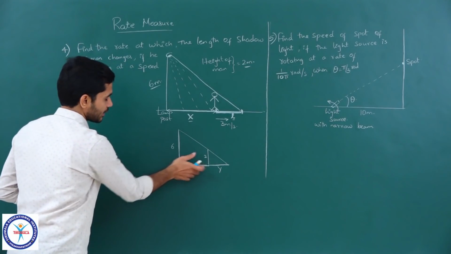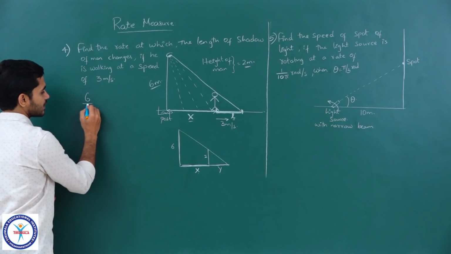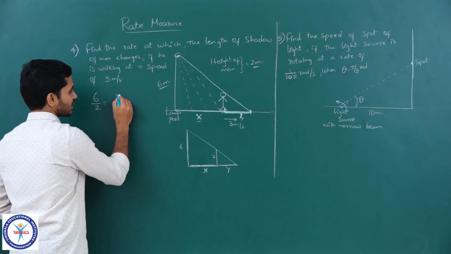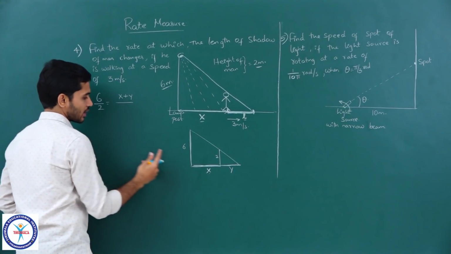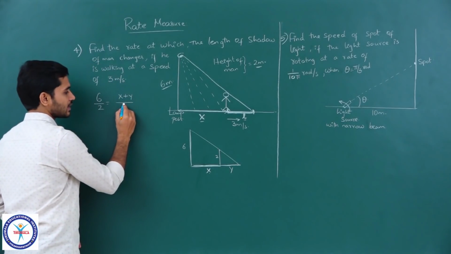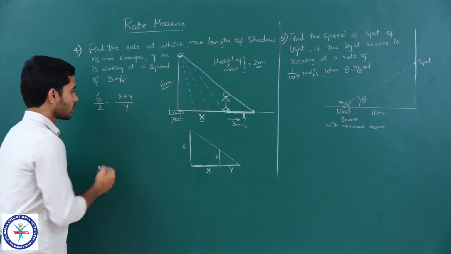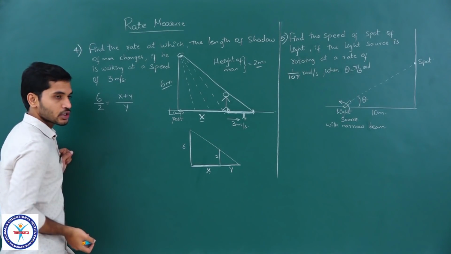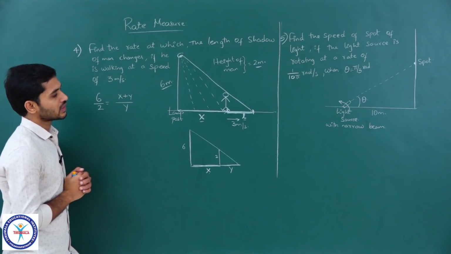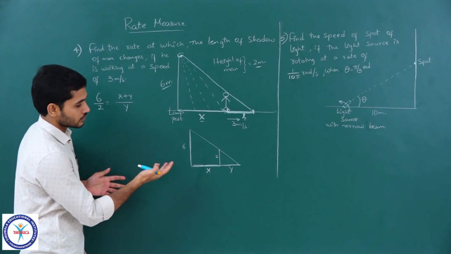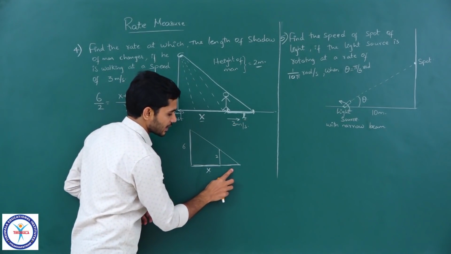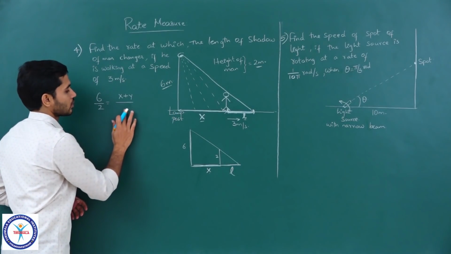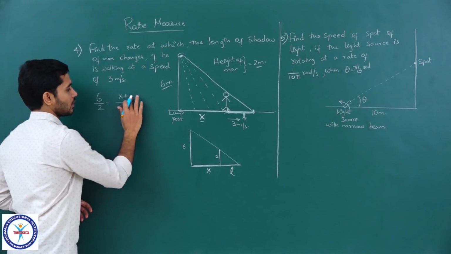So height by height. If I use that, I get 6 by 2 is equal to the base length of the bigger triangle, x plus y, divided by the base length of the smaller triangle, y. Clear? So that is the expression which we would be getting. Okay. So I got the relation between x and y. Now what they are asking us to find, I have taken it as L, right? So let us represent it as L.